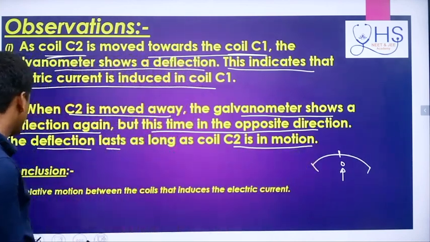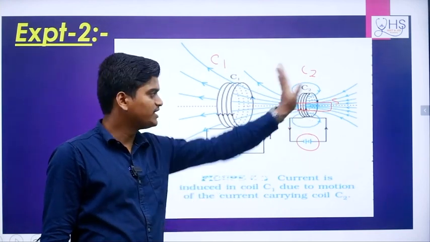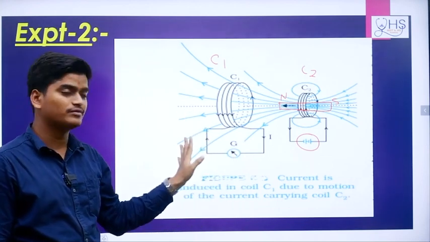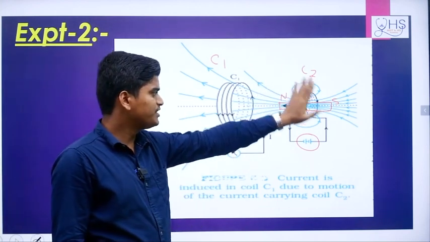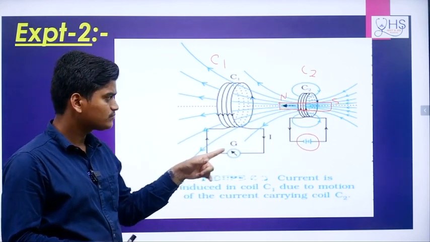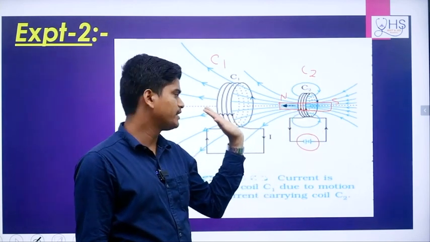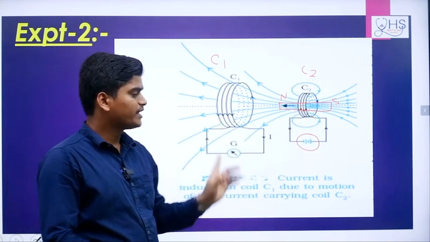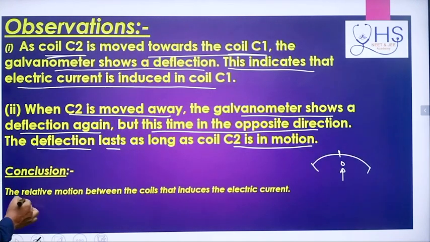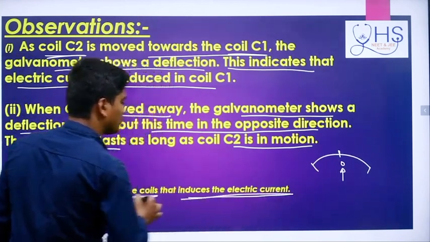Till coil C2 is in motion, what is happening? Current is producing here. If it is at rest, no EMF, no current, no deflection in coil 1. So that means if there is a relative motion between 2 coils, where one is a current carrying coil connected to voltage and the other is not carrying any current, then EMF is induced. That is the conclusion you write. The relative motion between the coils induces the electric current.